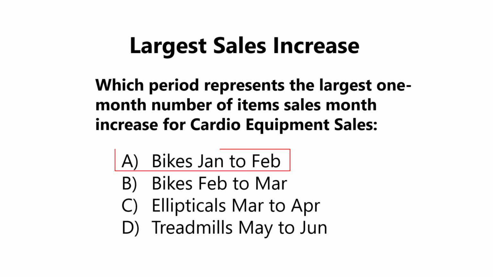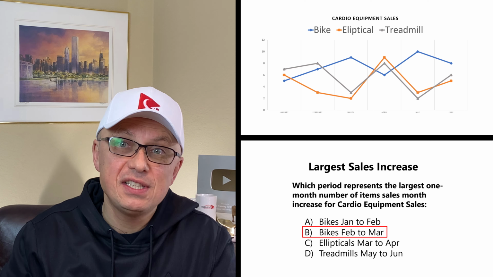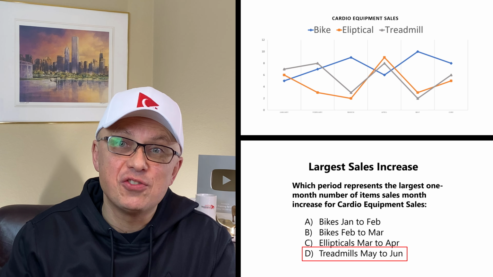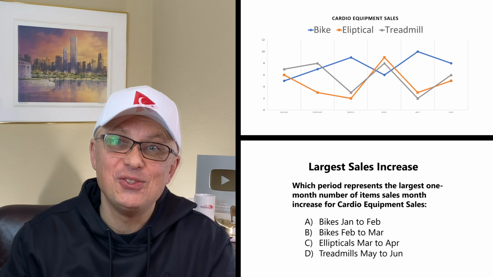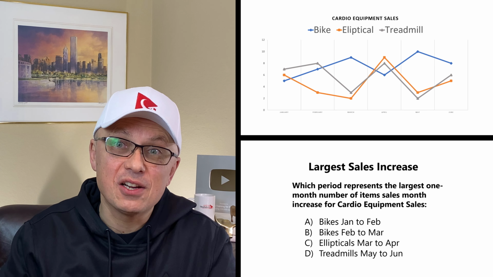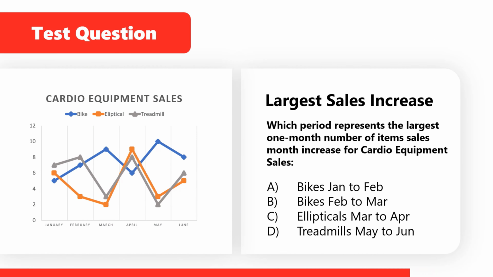Choice A, bikes from January to February. Choice B, bikes from February to March. Choice C, ellipticals, March to April. And choice D, treadmills, May to June. Do you see the answer? You may need to look closely to determine the correct answer for this question. Give yourself 5 to 10 seconds to see if you can come up with the right solution. Are you ready? We're going to move forward and cover the answer for this problem and get to the solution together.